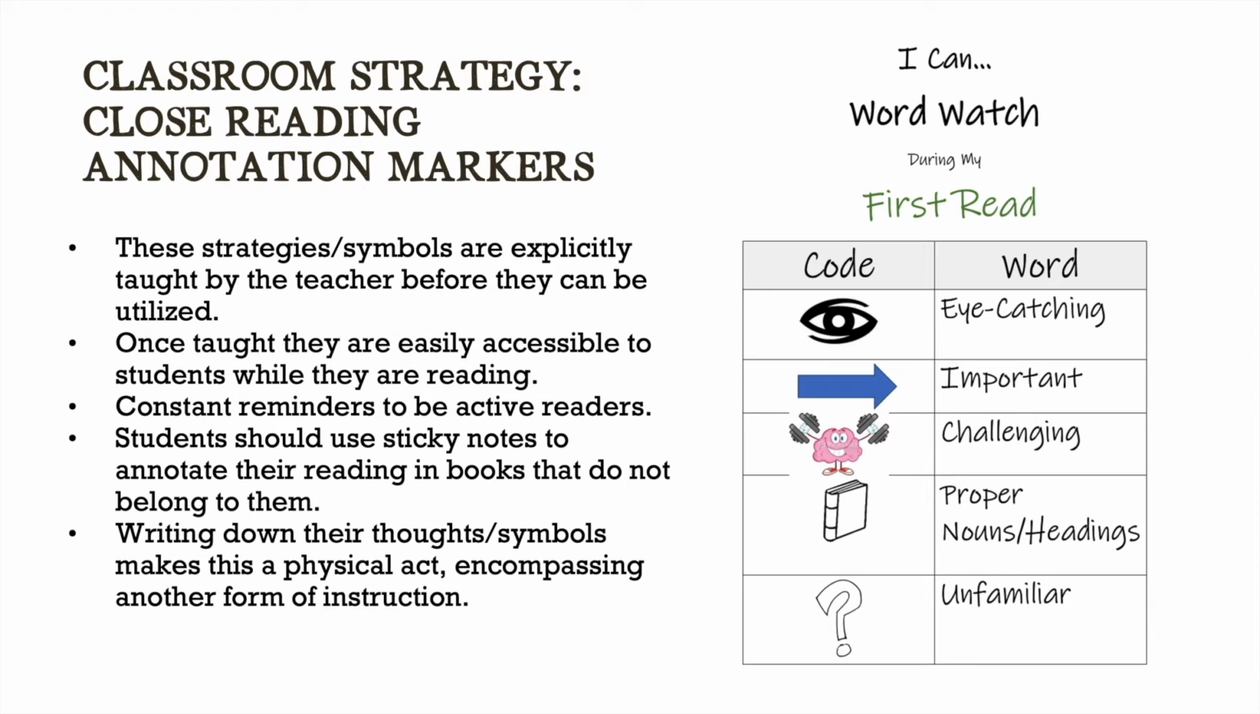So an I for eye-catching, arrow for important, a brain for challenging, a book for proper nouns or headings, and then a question mark if they don't know, if it's unfamiliar. And this is what they would do in a cold read or their first read. But these strategies and symbols would need to be explicitly taught before the kids can use them. Once they're taught, the kids seamlessly incorporate this into their reading every day.